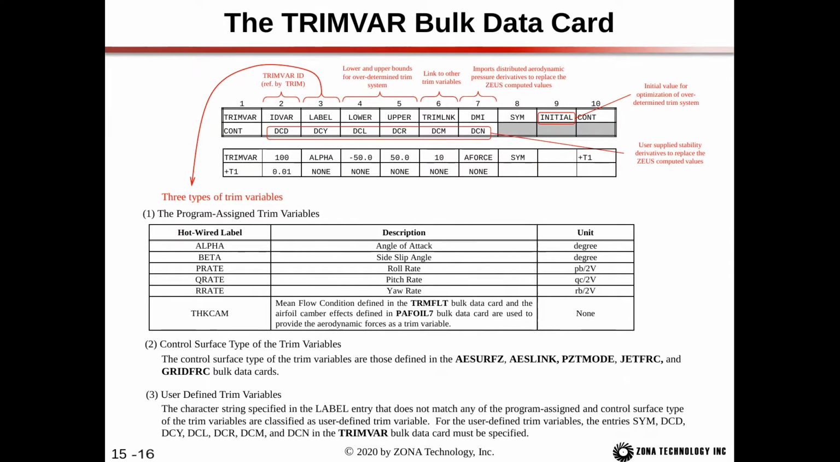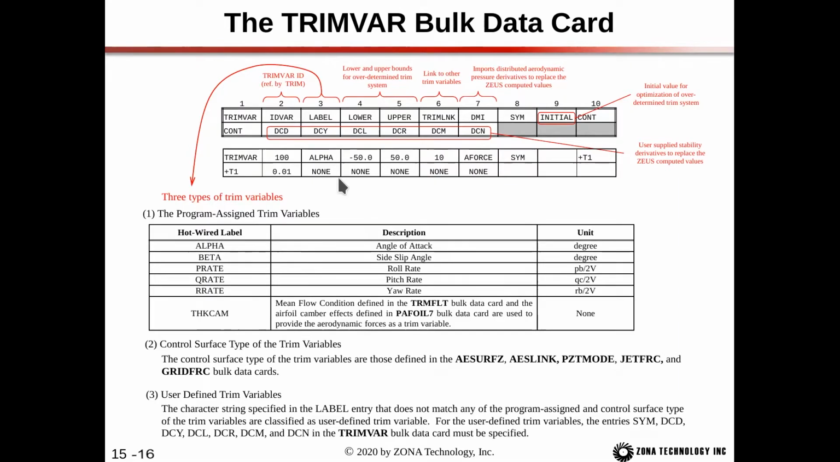And then the initial field defines an initial value for the optimization in the overdetermined trim system. And then lastly, we have the user-supplied stability derivatives, which you can optionally specify to replace the ZEUS computed values, or in the case of a user-defined trim variable, you must specify all 6 values.